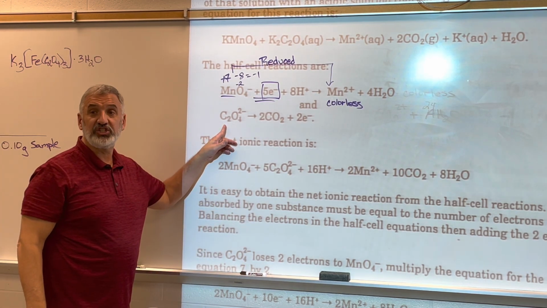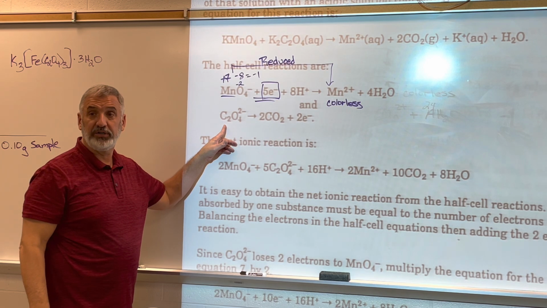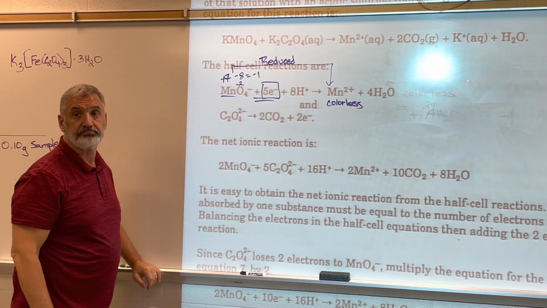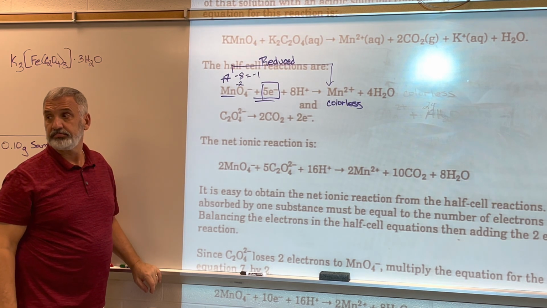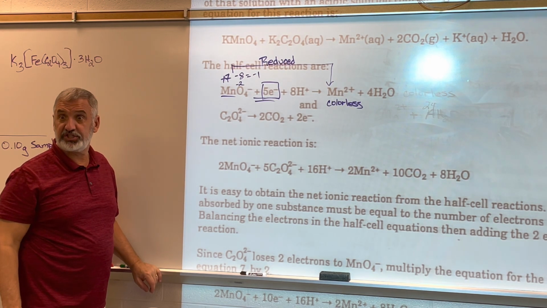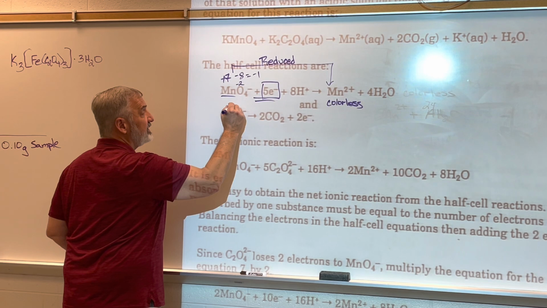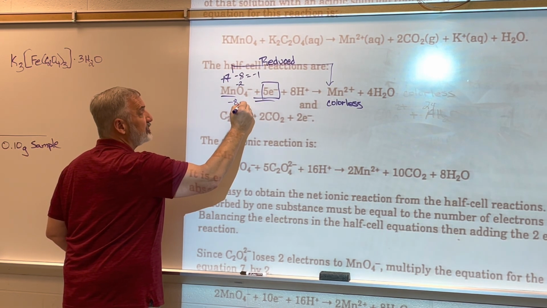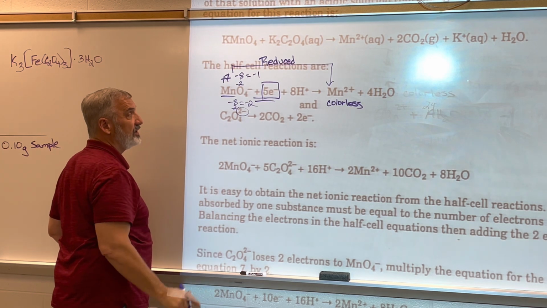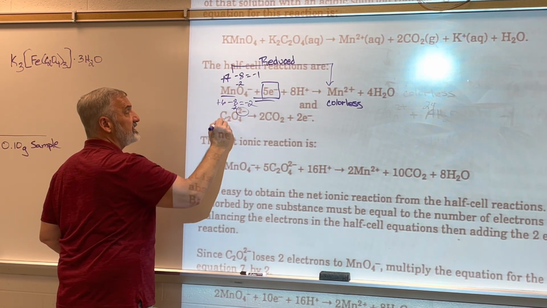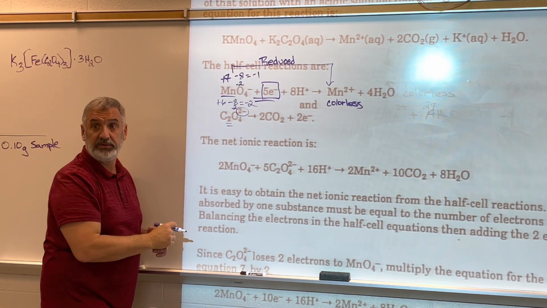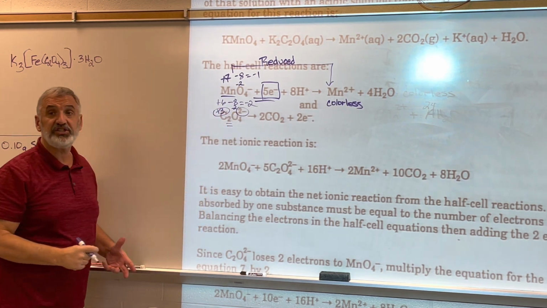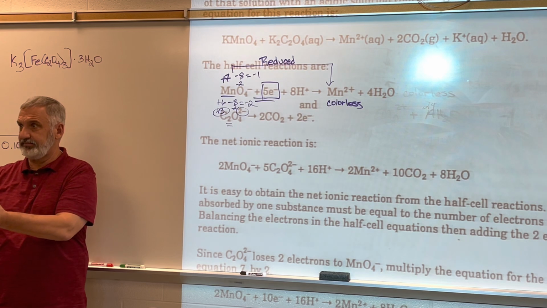So what's the oxidation state of carbon in C2O4? +3. Oxygen is -2. There's 4 of them. -8. It has to add up to the charge of -2. So the total positive is +6, but there's 2 of them. So each carbon is +3, and the oxidation state is always per individual atom.